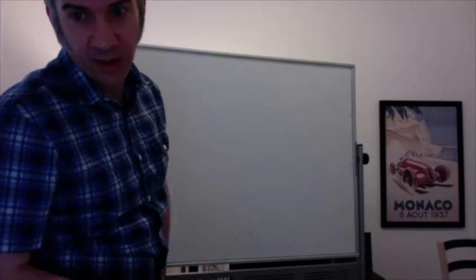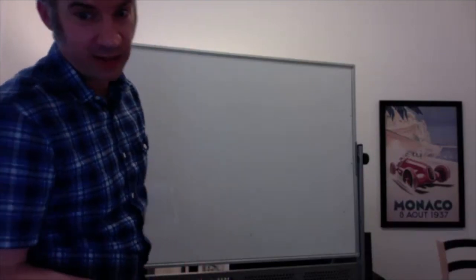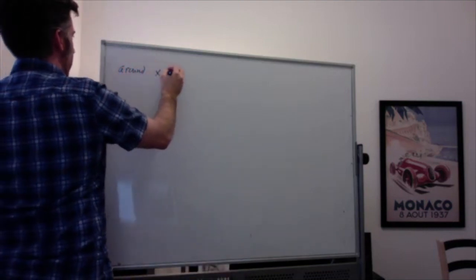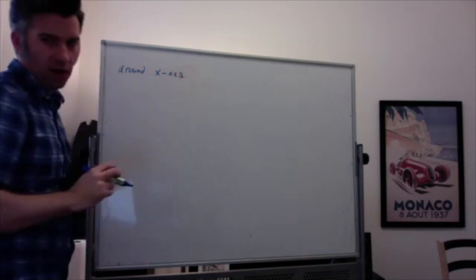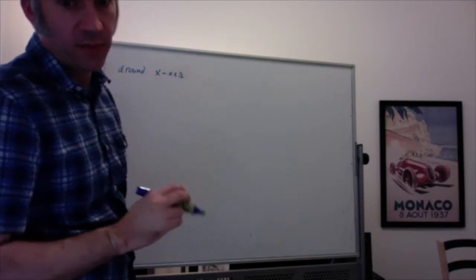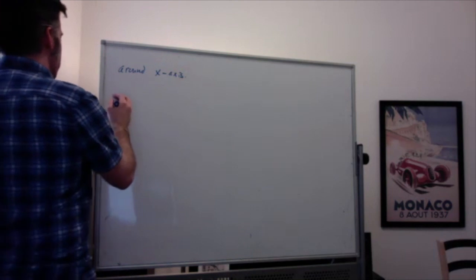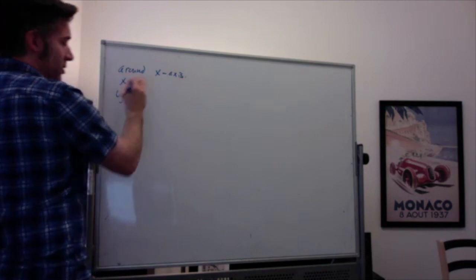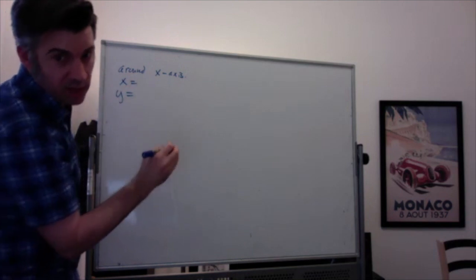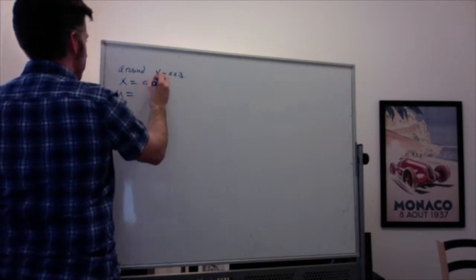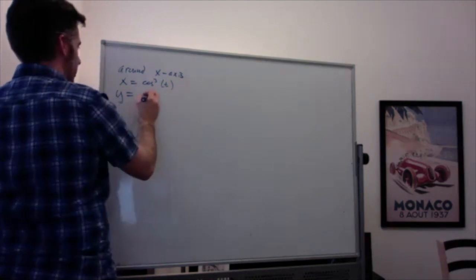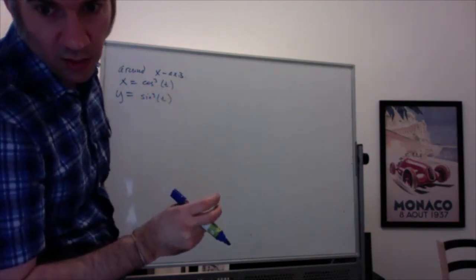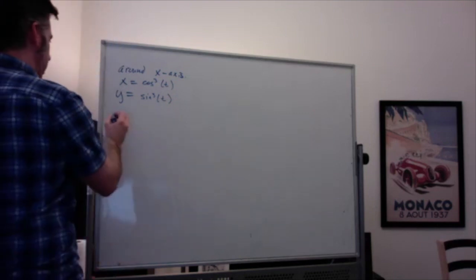Find the surface area when each curve is revolved around the x-axis. So we're going around the x-axis. I'm going to have to be extra careful here. Okay. So we've got x equal to cosine cubed t. We've got y equal to sine cubed t. And we have t between 0 and pi over 2.